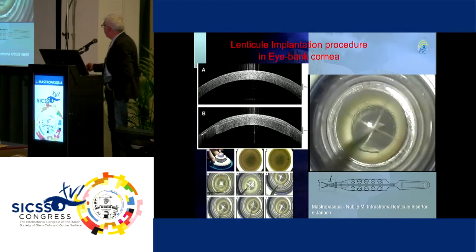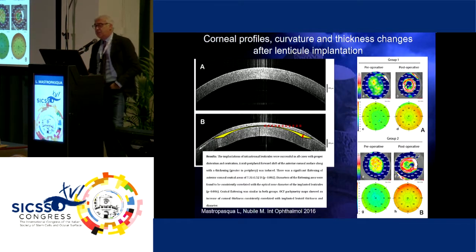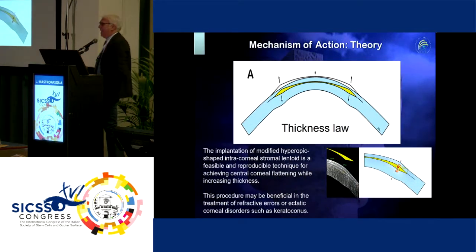And you can see that we have these results: corneal profile, curvature, and thickness change after lenticule implantation. You can see here in anterior segment OCT the implantation of the negative meniscus and the difference that we have in preoperative and postoperative thickening and flattening. Here, why? Because theoretically we have two laws.